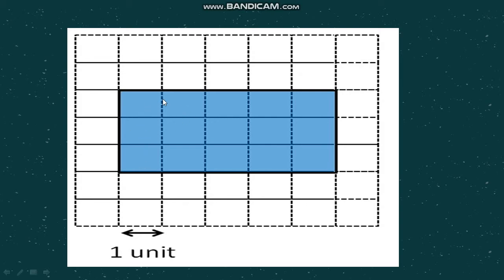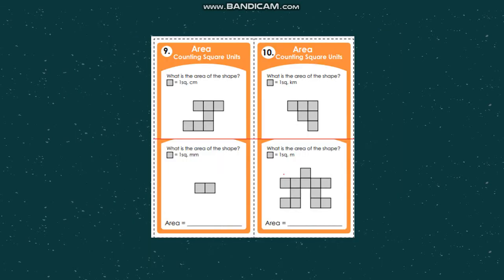As you can see, I have placed this rectangle over this sheet. So what is this area? Simply count the squares. 1, 2, 3, 4, 5, 6, 7, 8, 9, 10, 11, 12, 13, 14, 15. So 15 square units is the area of this particular rectangle.